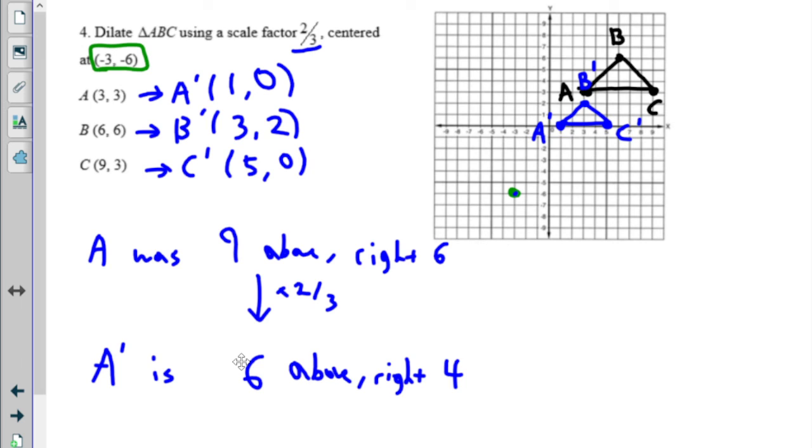So these are about as complicated as they come because the center is at a different place. So we're building from a place that you're not used to building from, and the scale factor was a complicated fraction. So if you're good to go on this one, then you should feel pretty good, in pretty good shape.